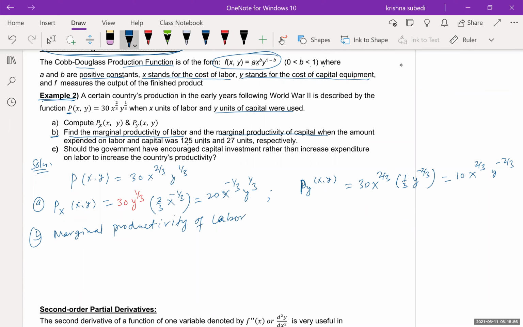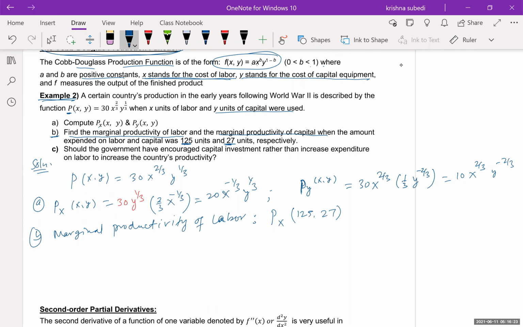So labor means which one, X or Y? Let me see. X stands for the cost of labor. Yes. So basically, this one means we need to find, when X is 125 and Y is 27, what is that partial derivative with respect to X? That's all we need to find. Okay. X is 125 and Y is 27.